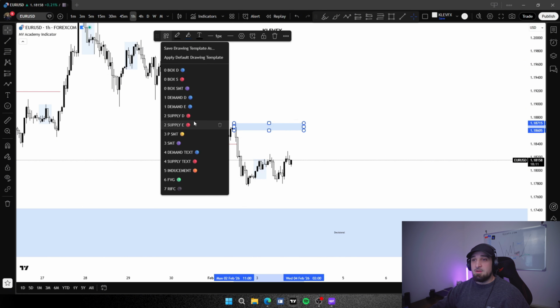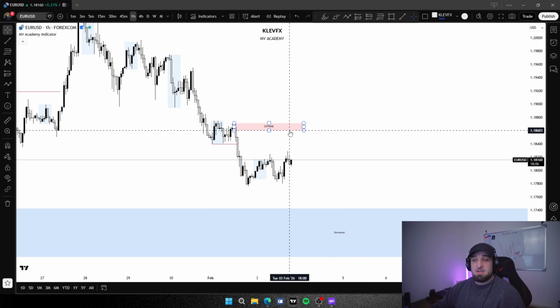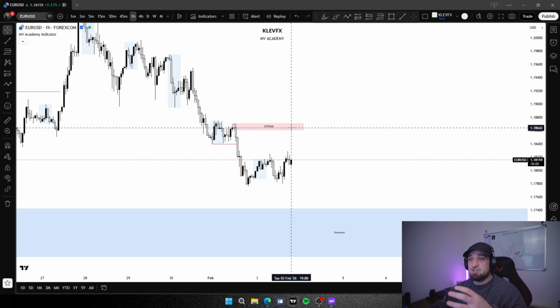So let me mark that out as your extreme supply. Price has still not reached these supply areas. So what can we do? We can start looking for continuation trades towards these supply areas to actually then catch a reversal from here.